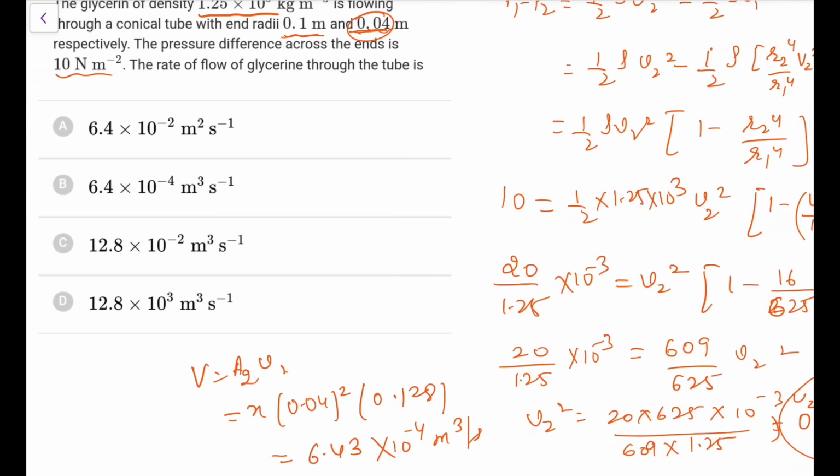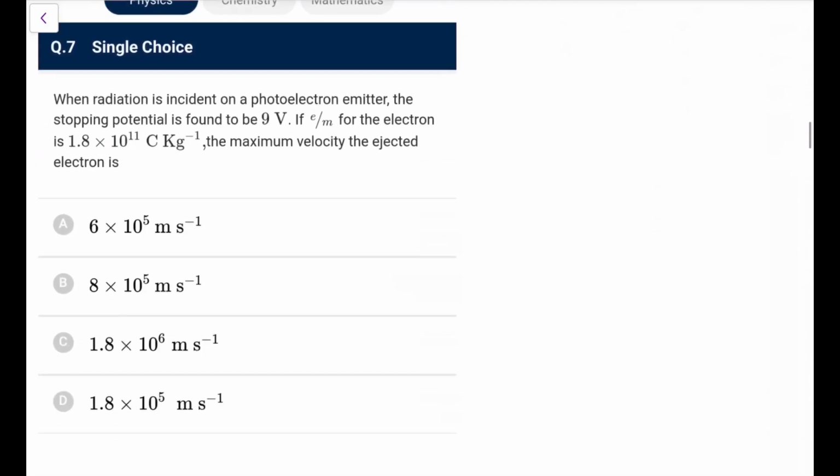So as per the options, this is option B that I'll go for. It's too much calculative, but what can we do? We have no choice. We have to live with it, whatever it is.